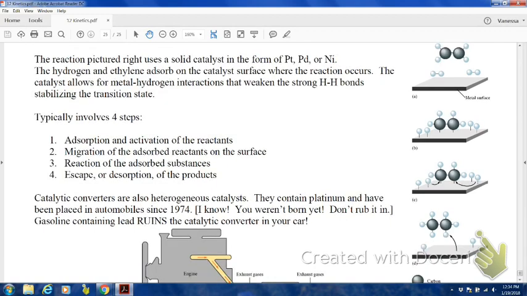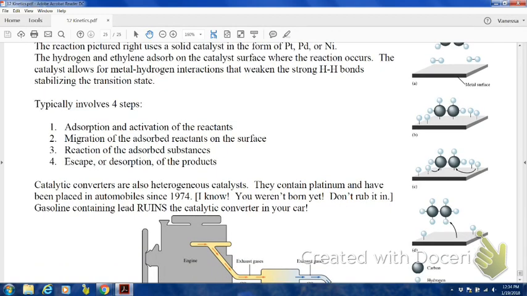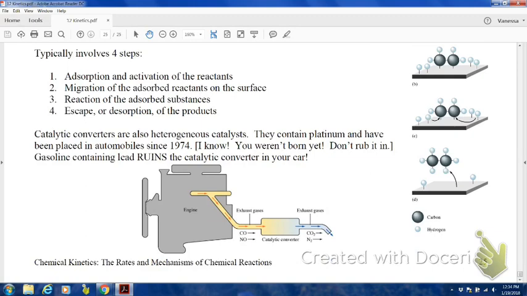Oh. Yeah. So here are the mechanisms for catalysts. I'm going to let you read through that because you are all proficient readers.